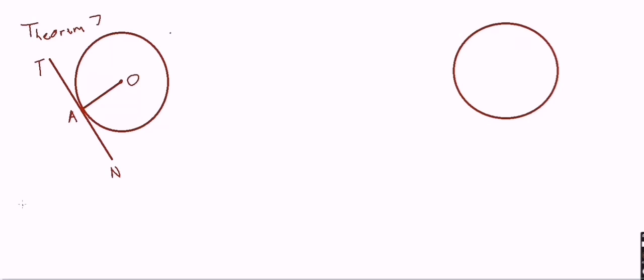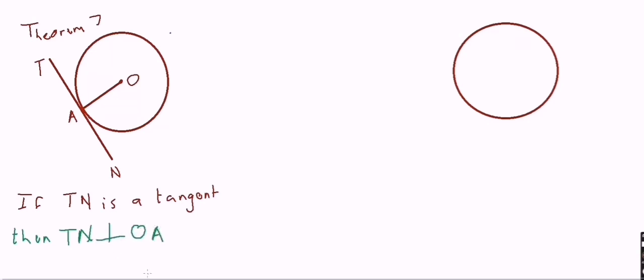So let's see. If TN, let me just call it TN because it's an extension, is a tangent, then TN is perpendicular to OA, the lines. So I can put a 90 degrees. You can even put it on the other side, it's fine, doesn't matter. So we say tan perpendicular to radius.